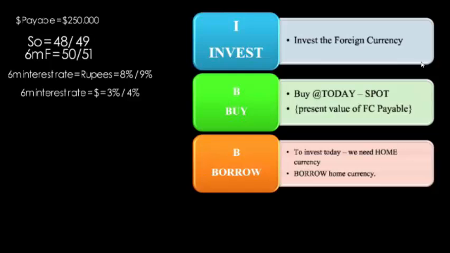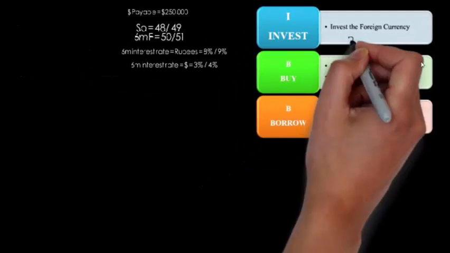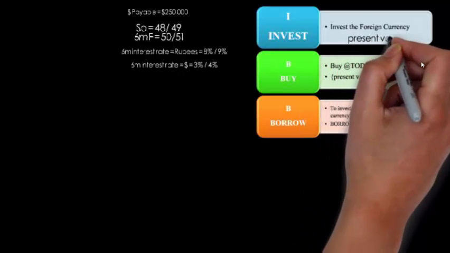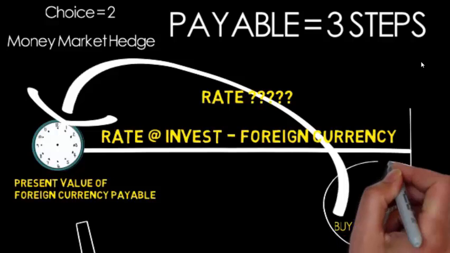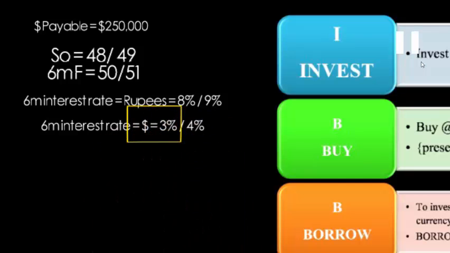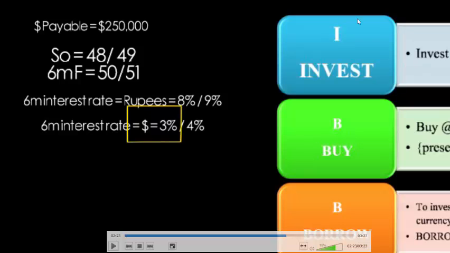Now there are 3 steps. The first is to invest the foreign currency. Are we investing the foreign currency? No. What are we investing? We are investing the present value of the foreign currency. So first we are required to calculate the present value of dollar 250,000. Now what will be the interest rate? That is the deposit rate. Now the deposit rate for the customer will be the rate at which the bank will buy.